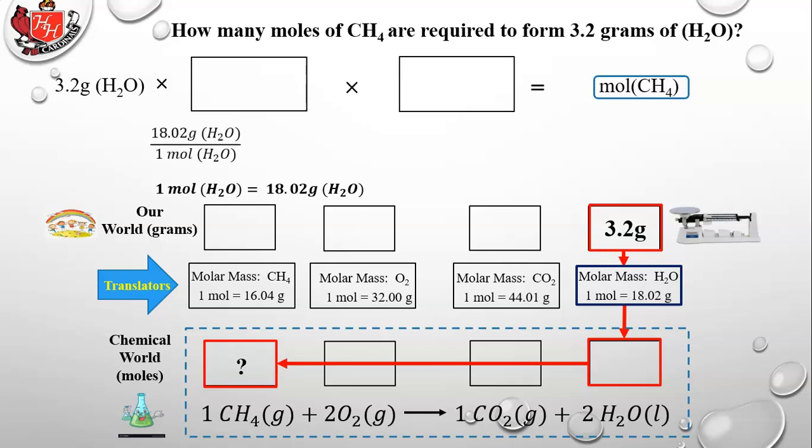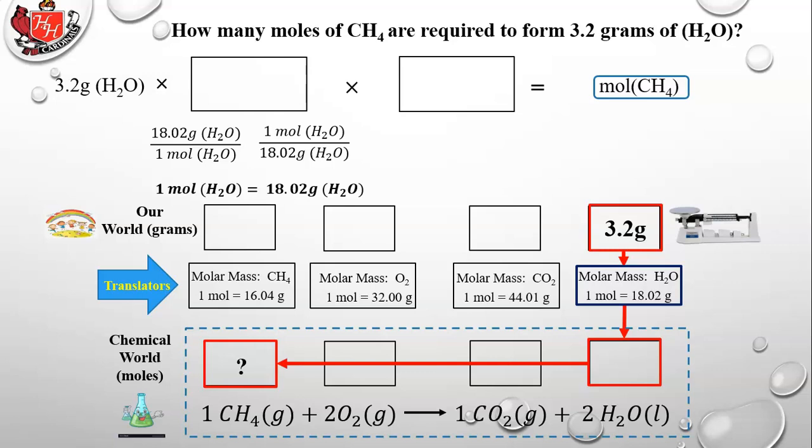Okay? So now we can create two ratios. There are 18.02 grams of water for every 1 mole of water, or there's 1 mole of H2O for every 18.02 grams of H2O. Those are both true statements. Again, I can say there's 1 dime for every 10 pennies, or I can say there's 10 pennies for every 1 dime. They're both true statements, but only one of them is going to help us. So which one of those two ratios do you put in the first box?